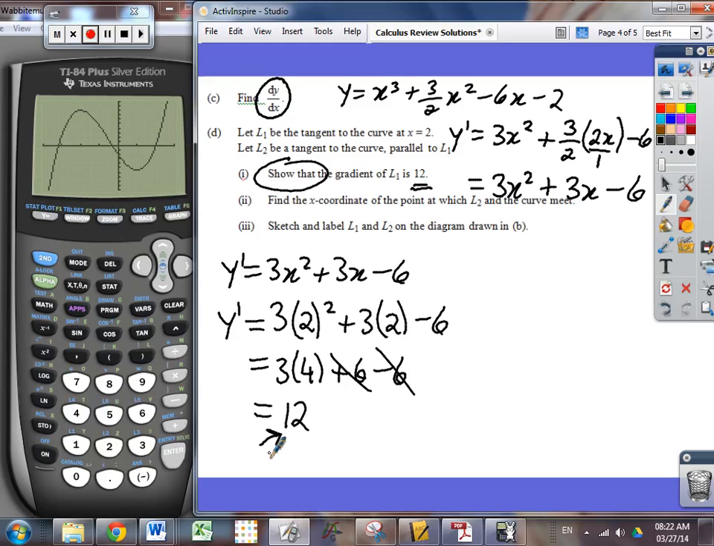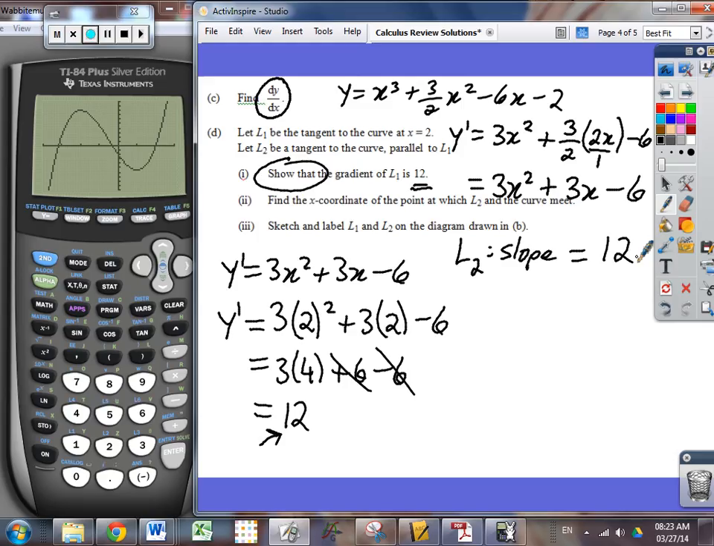Part I, find the x-coordinate of the point at which line 2 and the curve meet. Alright, well line 2 is a tangent to the curve and it is parallel to line 1. So in line 2, we know that the slope must also be 12, right? Because if line 1 and line 2 are parallel, they must have the same gradient. So we've got its slope.